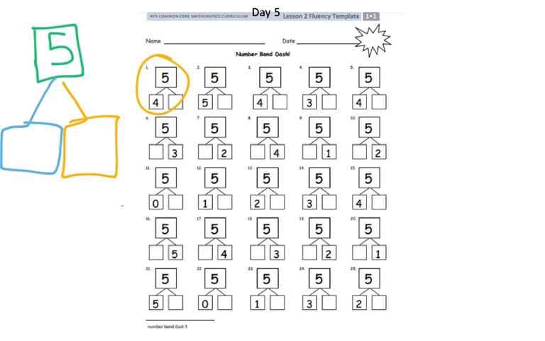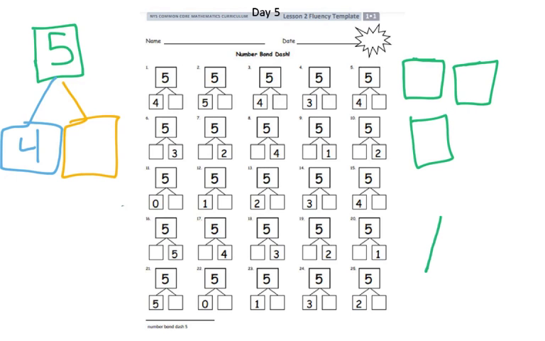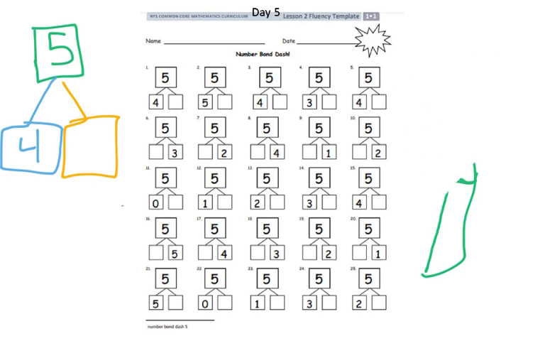So the first one has 4. All right. So what you can do for this is, if you really need to, you can use your blocks that you have at home. Or you can use some crayons, anything that can help you count. But I want you to try to do it without using any counting tools, okay? If you really need to, you can, but I want you to try and do it all by yourself, okay? You can also use your fingers, but I want you to try and do it without using anything.